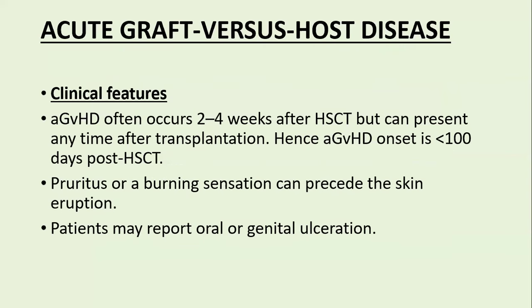The clinical features of acute graft versus host disease. This often occurs 2 to 4 weeks after HSCT, but can present any time after transplant. Hence, acute GVHD is described to occur before 100 days of transplant. Pruritus or burning are usually the first symptoms which precede the skin eruption, and patients may also report oral and genital ulceration.